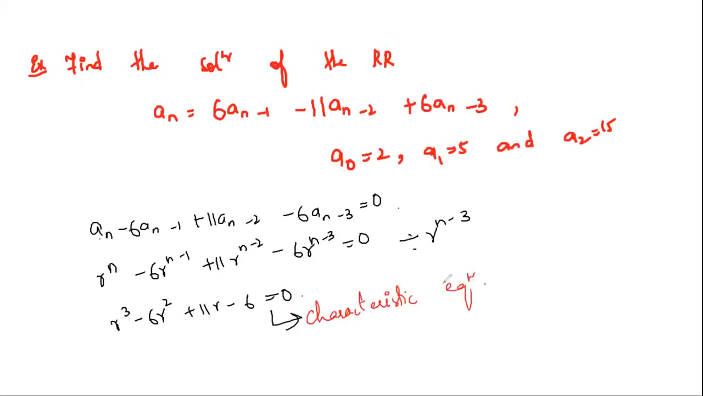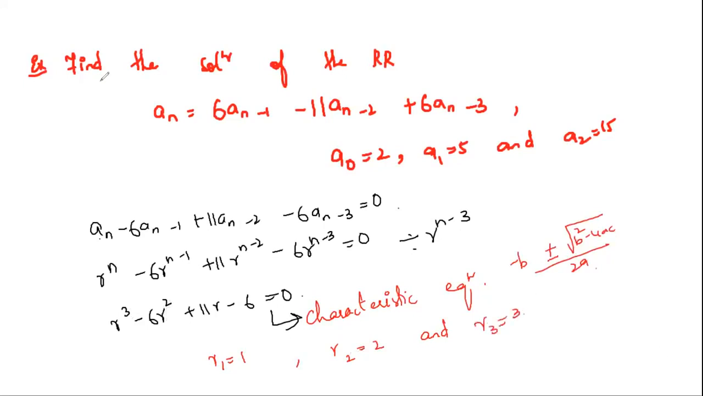Now, for this, what are the roots? I'll write the roots directly. You can find them by using factorization and then using the formula minus b plus or minus root of b square minus 4ac, all divided by 2a. By using this formula later, first you have to factorize it once. You will get r1 is equal to 1, r2 is equal to 2 and r3 is equal to 3.